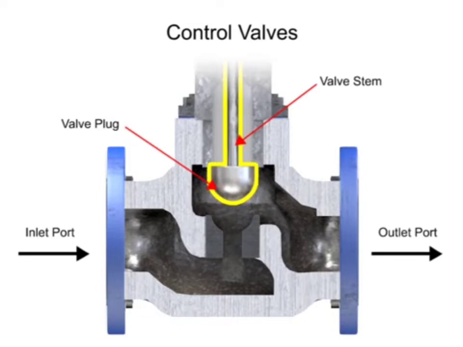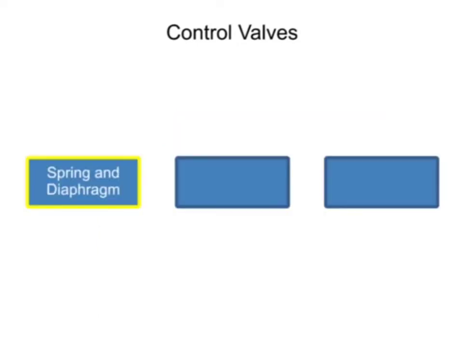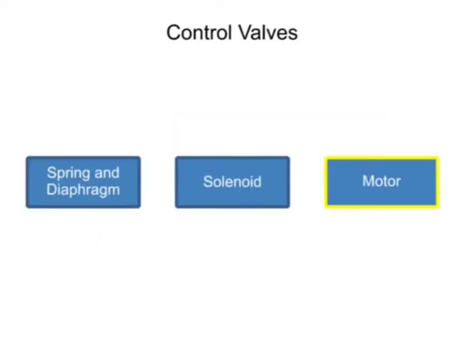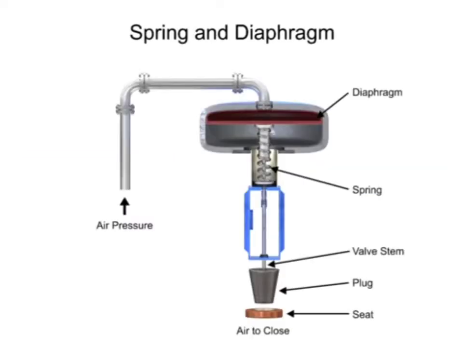Three actuator types are used in control valves, and they include spring and diaphragm, solenoid, and motor. As the name suggests, the spring and diaphragm actuator uses a spring and a diaphragm to move the valve stem and plug.